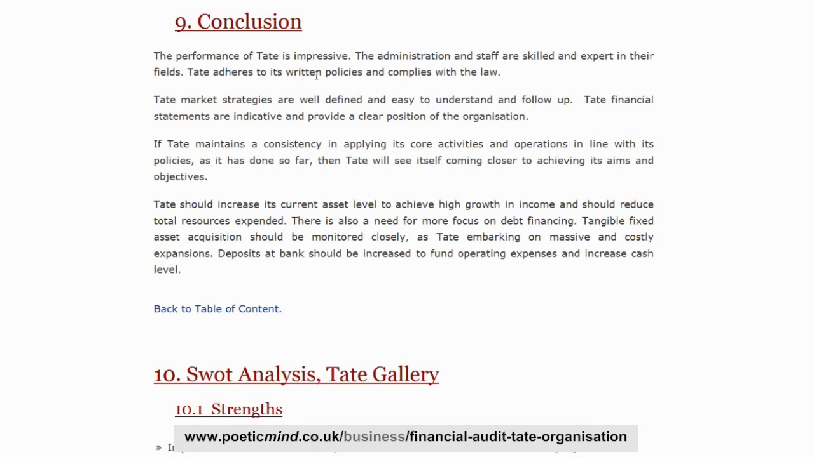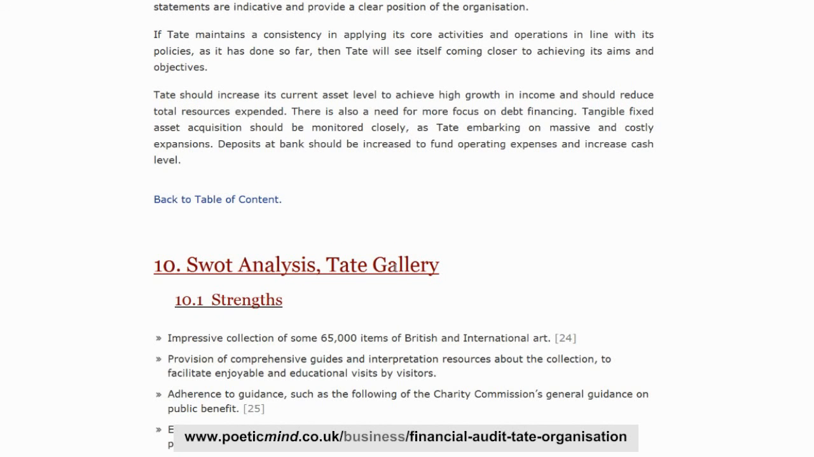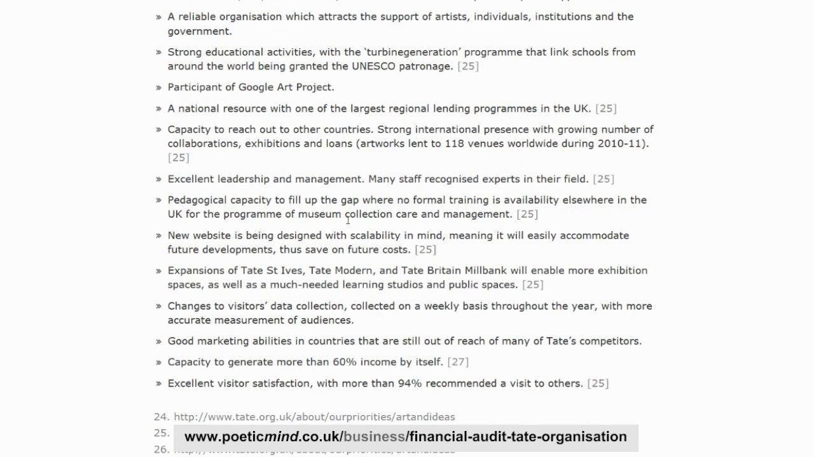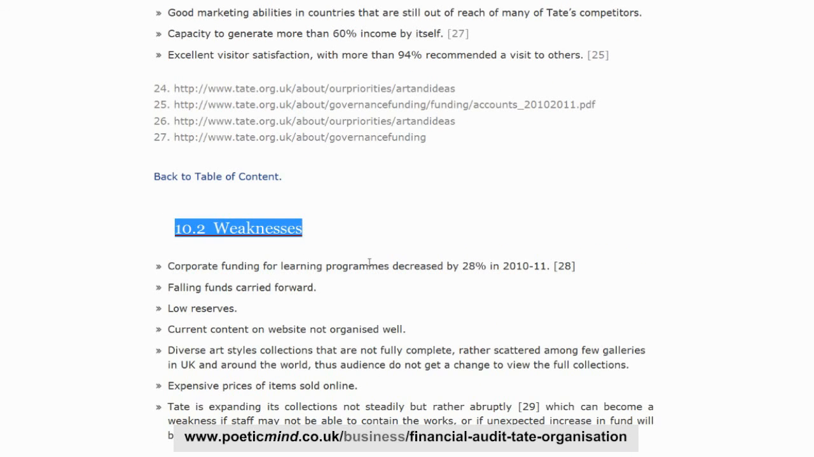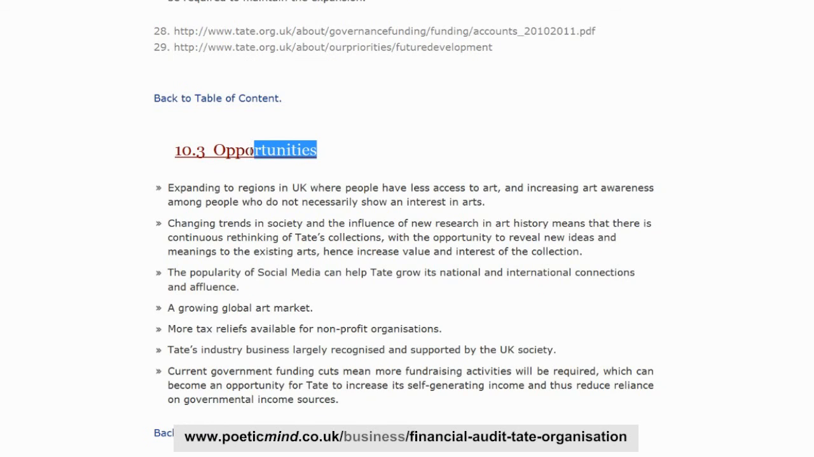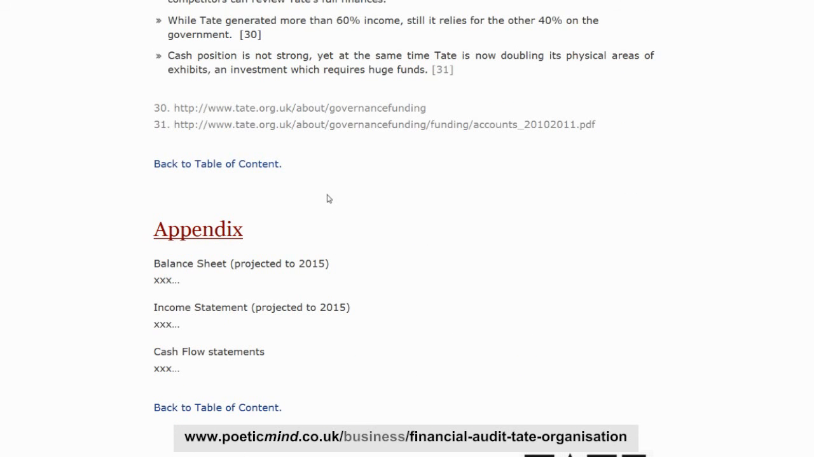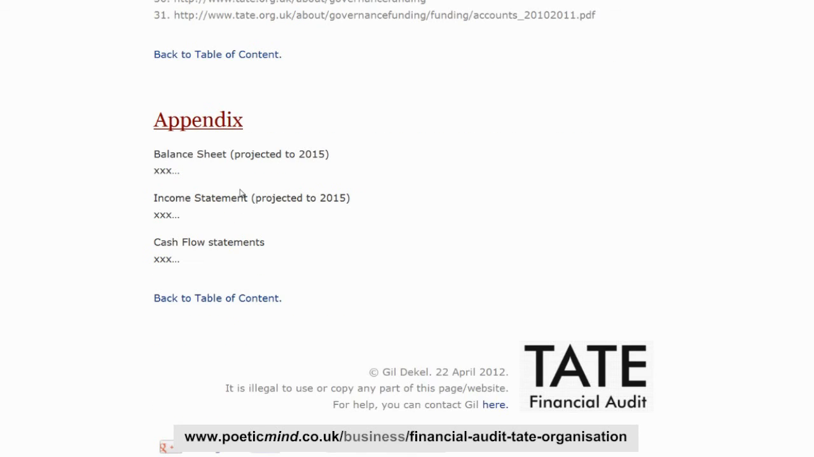Final conclusion. Now, after the conclusion, I've included the SWOT analysis. Of course, strengths are internal, weaknesses are internal, opportunities and threats are external. Then you include your appendix, anything else that you want to add. For example, balance sheets. These are balance sheets projected to 2015, which could be included here. Income statement projected to 2015, and cash flow statement.